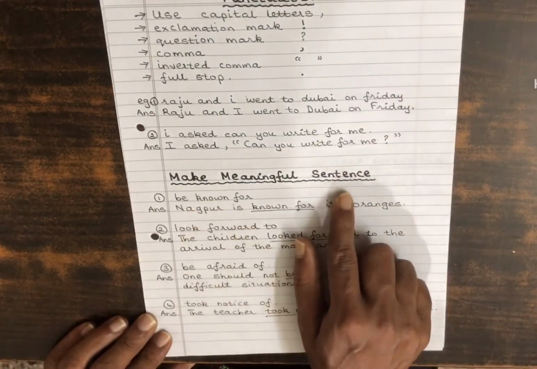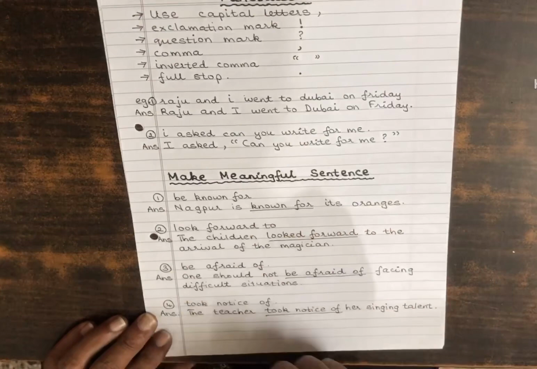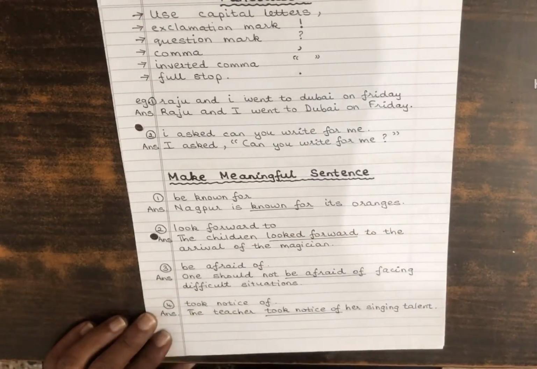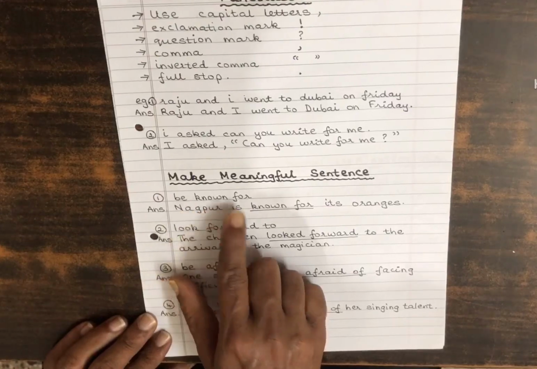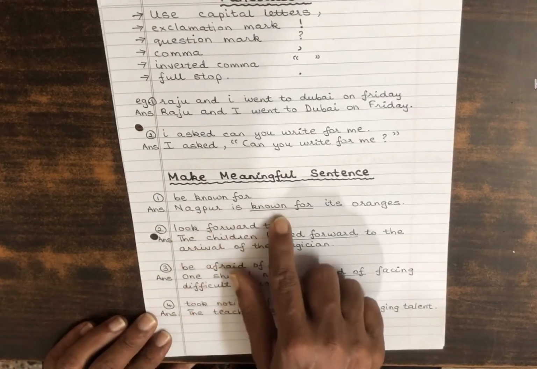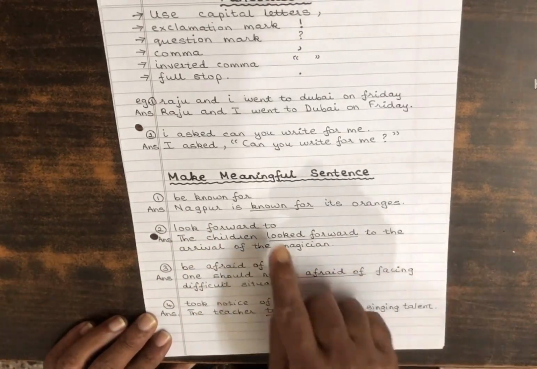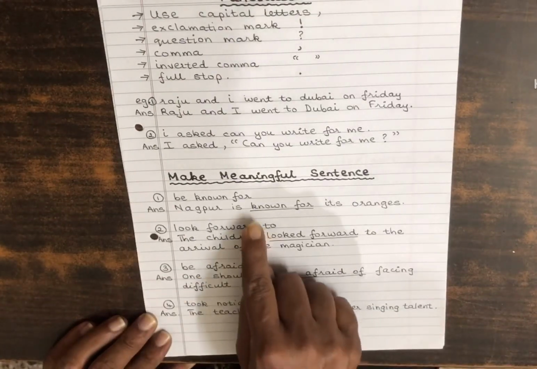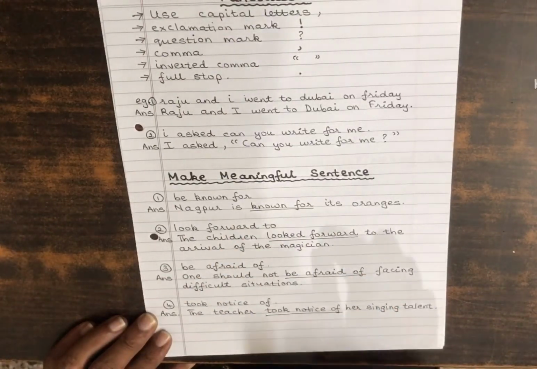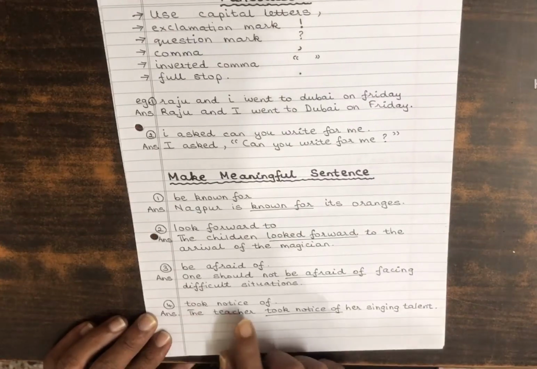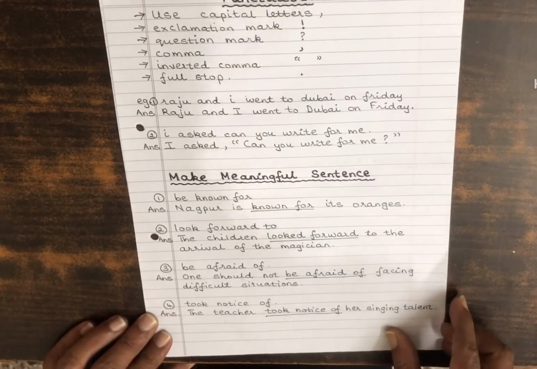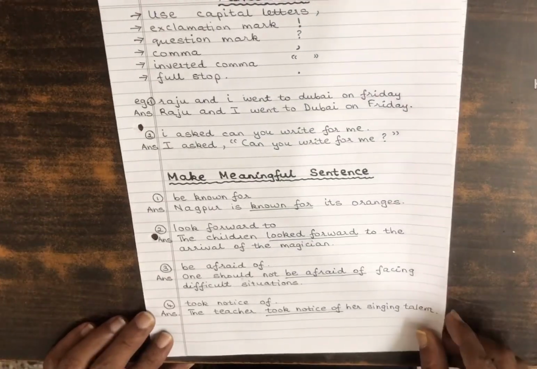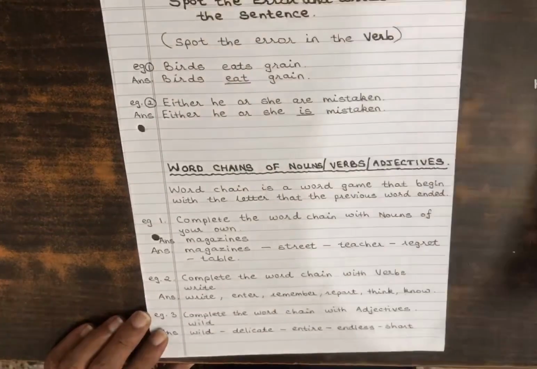Make meaningful sentence with the given phrase. So there are so many phrases given. You have to just make a simple meaningful sentence. For example, I have given 'to be known for'. Nagpur is known for its oranges. So any of the phrase that you get, please underline the phrase and make a meaningful sentence. 'Took notice of': The teacher took notice of her singing talent. So you have to make meaningful sentence with the given phrase.